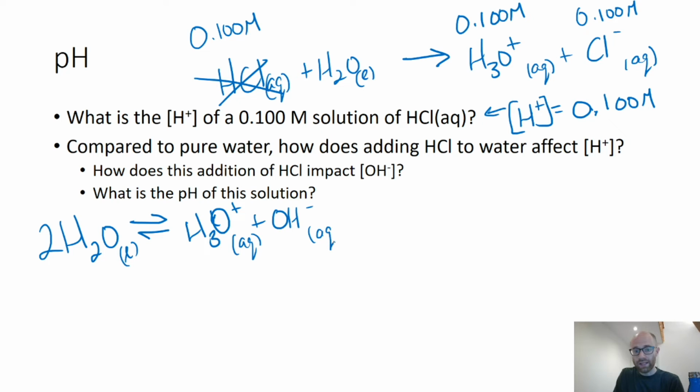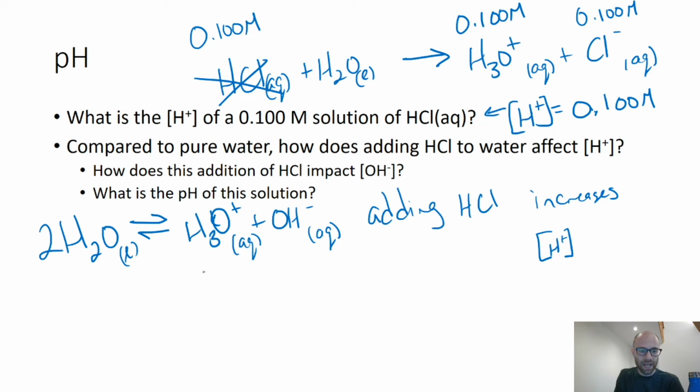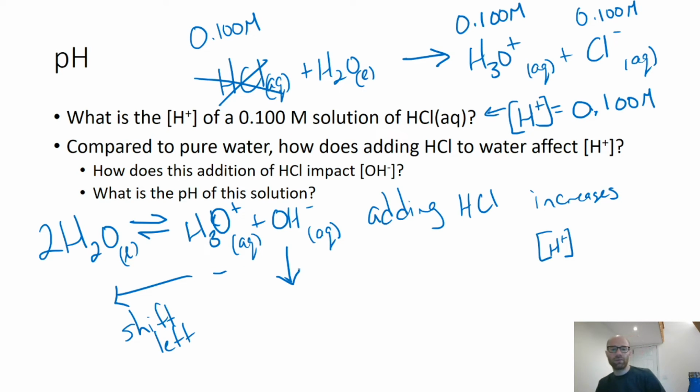Equilibrium already exists. That's what water does. So if you add the HCl, and that increases the H plus concentration. Well, that's a stress. If we increase H plus, what's going to happen is you'll see a shift left. And what will happen is, yeah, this will go down, but more importantly, the hydroxide will go down.